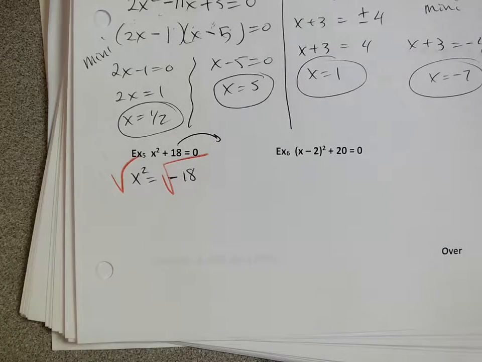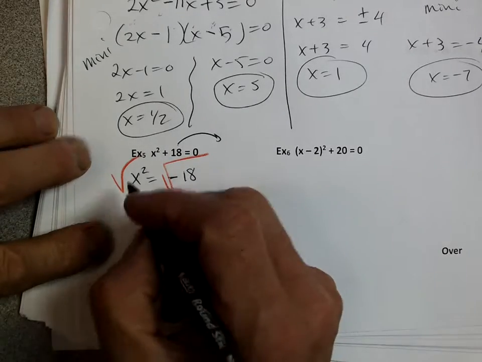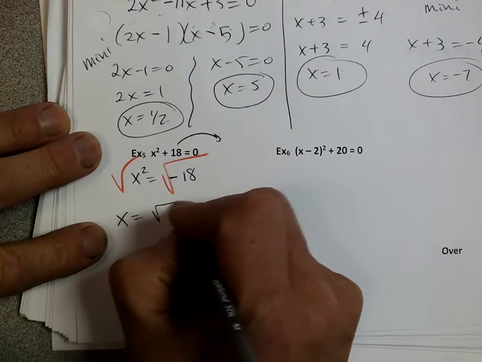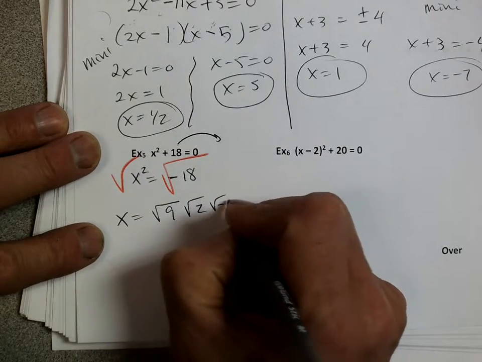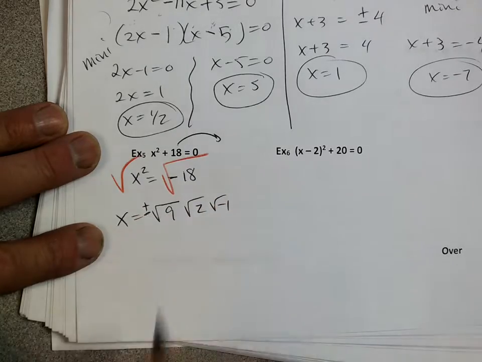Uh-oh, we got a problem, don't we? Mateys, we have a problem. So x is equal to the square root of 9, square root of 2, square root of negative 1, plus or minus, though, right? Does that make sense?